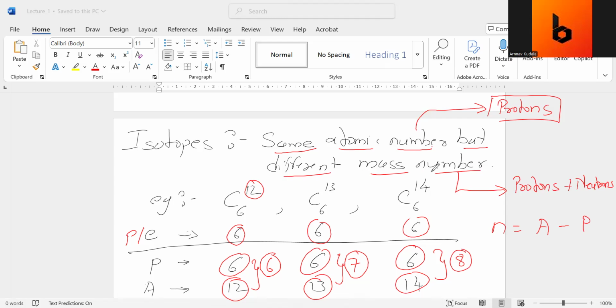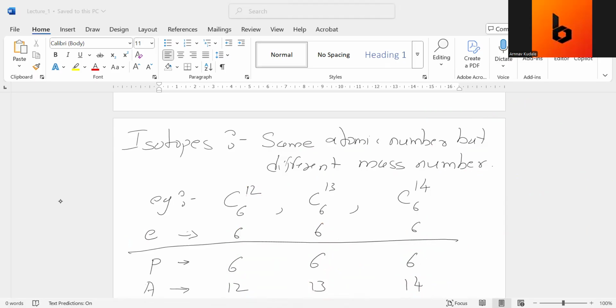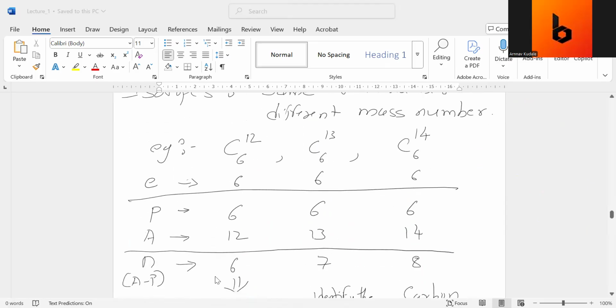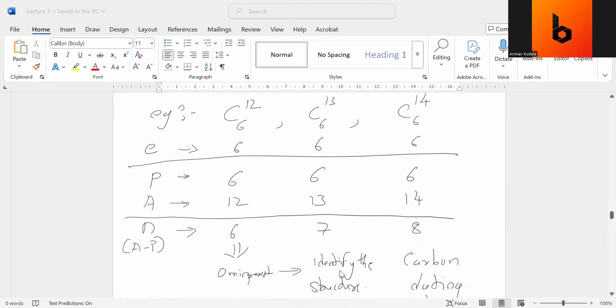But why is the mass number different? Because each and every isotope has a different neutron number. Correct? Any doubt with that? No, all good. So the neutron numbers are 6, 7, 8.